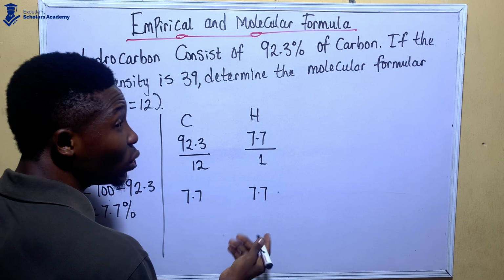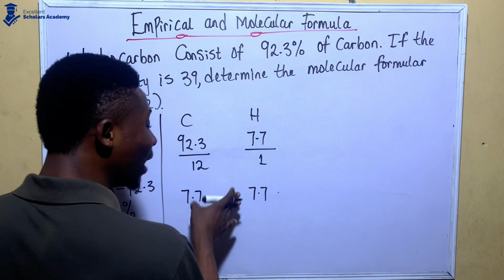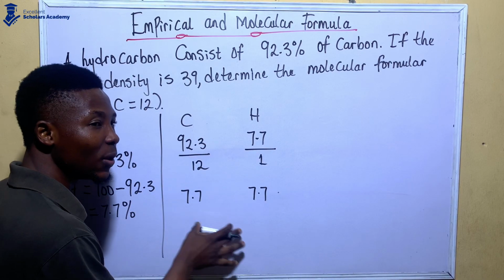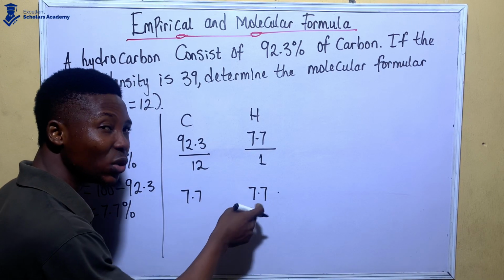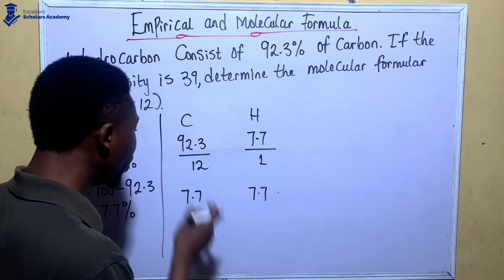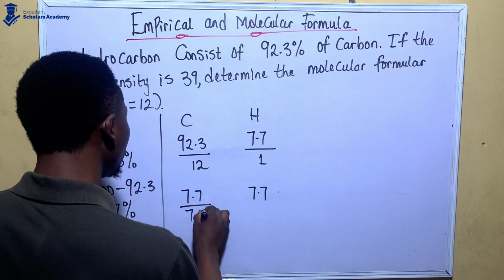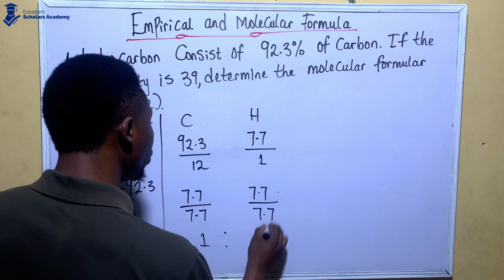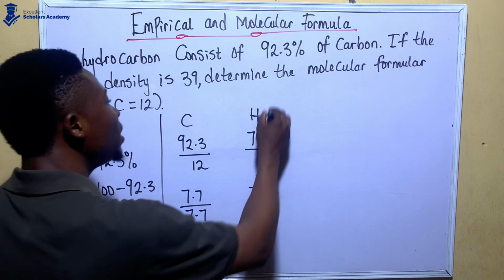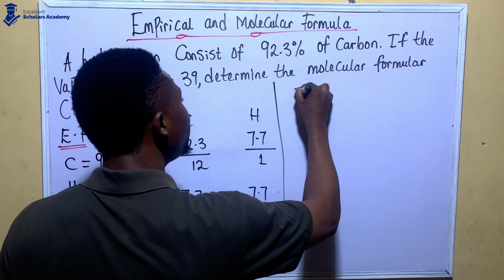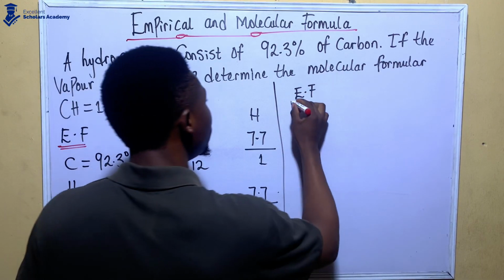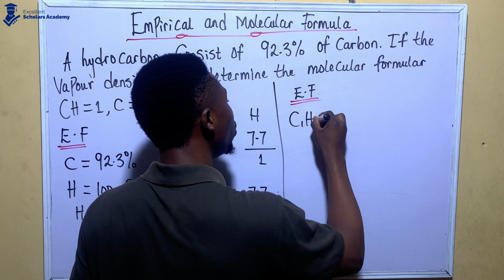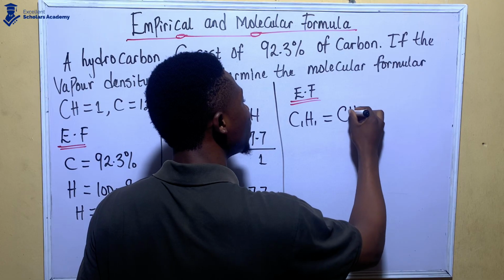Now we divide by the least of them. Now they are actually the same thing, so we have no choice but to divide again by them. The normal way is we divide both by the smallest of them, but since they are the same, we still divide by 7.7 again. So 7.7 divided by 7.7 gives us a ratio of 1, and 7.7 will also give us 1. So it means that the empirical formula, since this is 1 and this is 1, is going to be C1H1. But C1H1 is the same thing as writing CH.